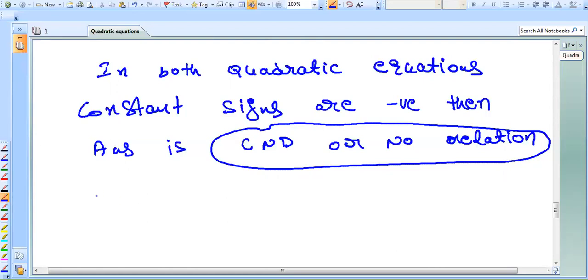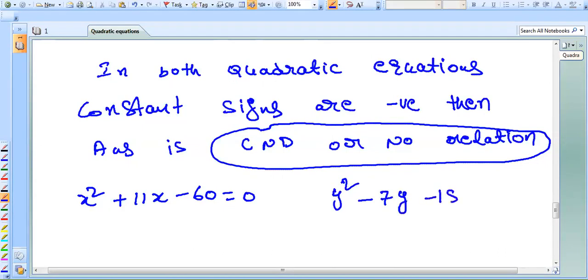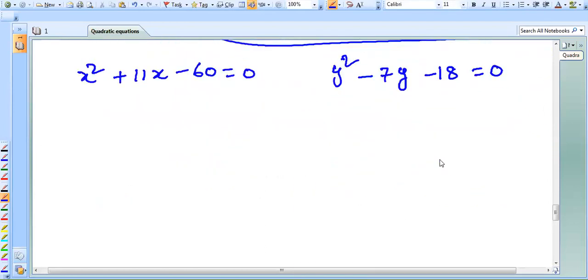I'll give you one question here. X square plus 11x minus 60 is equals to 0. Minus 7y minus 18 is equals to 0. Okay, by seeing these questions itself, you can say answer is cannot be determined. Yes, it is. I'll show you the proof also. So here, I'm going to solve this question.